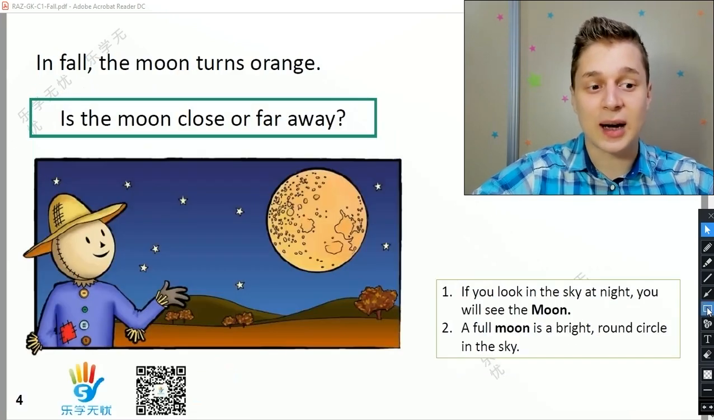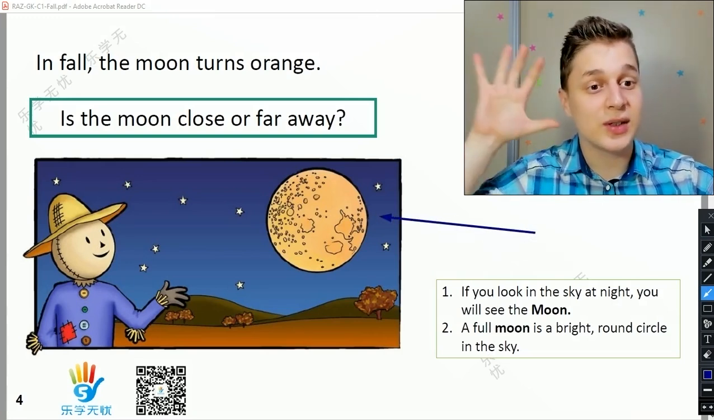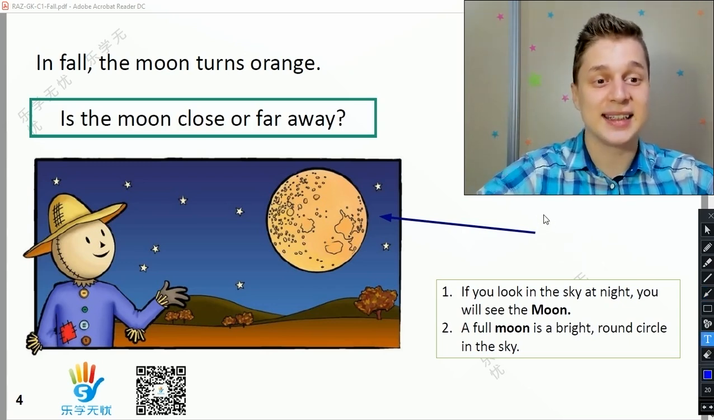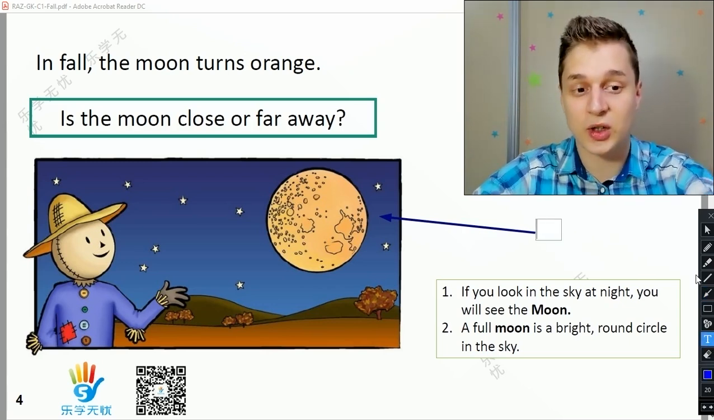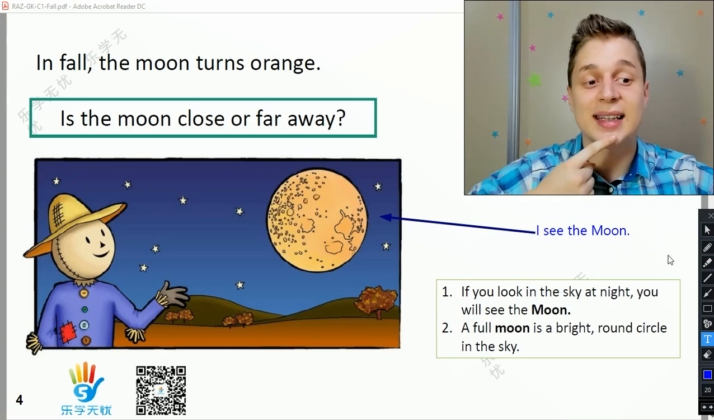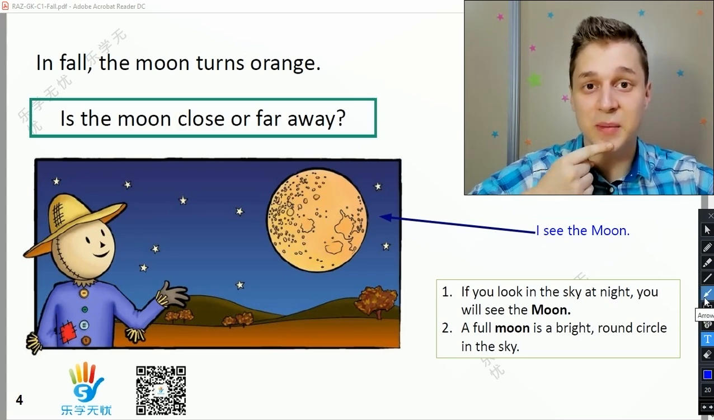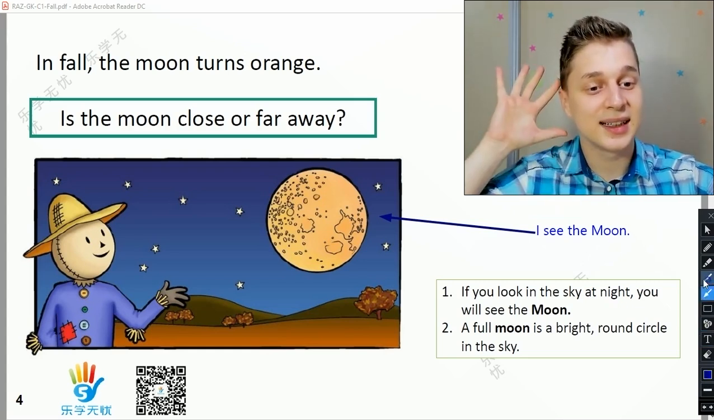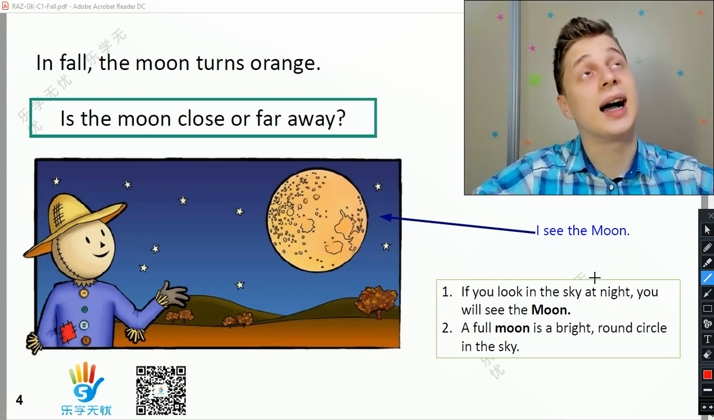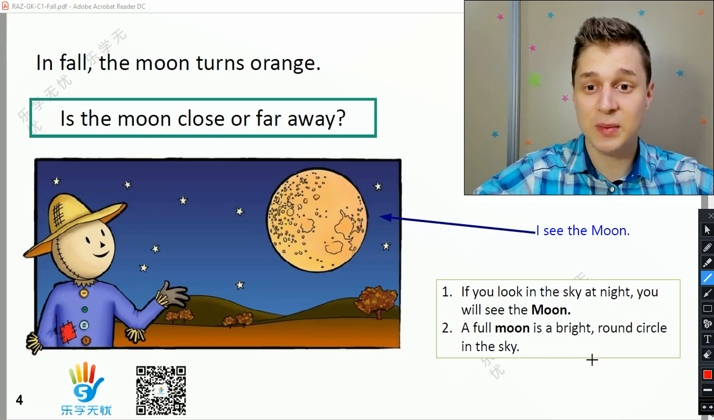Let's talk about something from the sky. What's this in the picture? Can you tell me, what do you see? One easy sentence answers the question. I see the moon. That's it. Let's try saying it. I see the moon. There we go. If we look at the sky at night, we can see the moon.